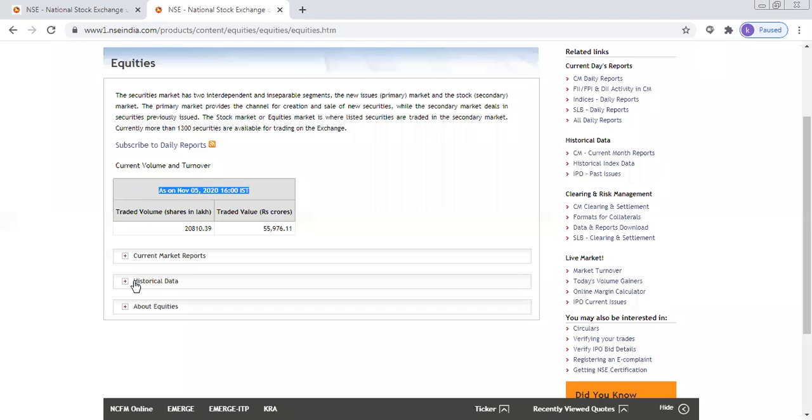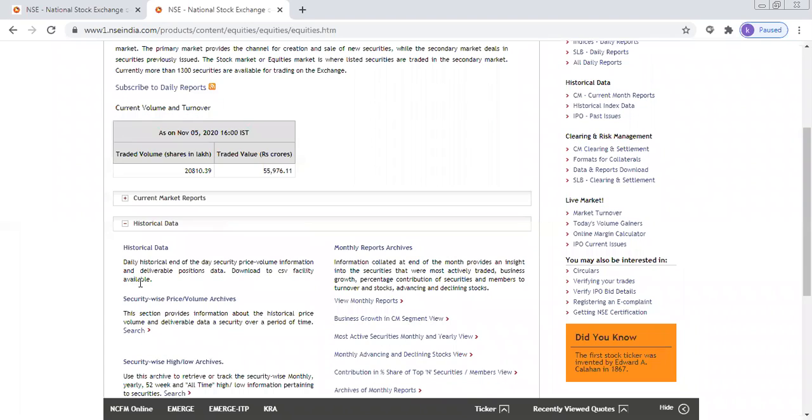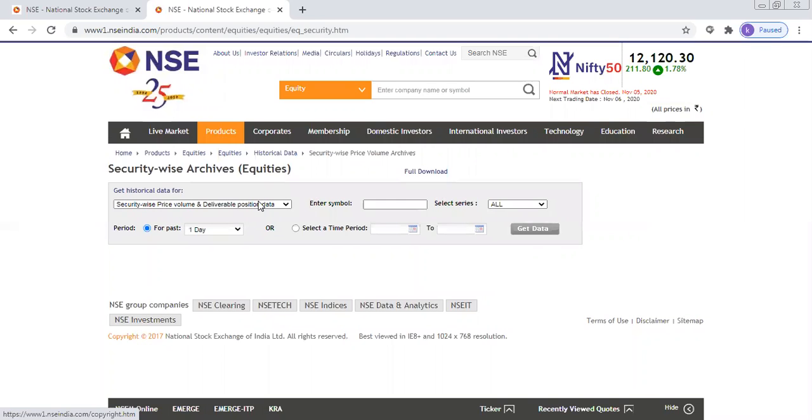Okay. Now, we are not interested in all this. Go to historical data. Once you click on historical data, click on the first search. Now, when you click on the first search, you need to know which company you are looking for. It says enter the symbol. Now, you need to know what the symbols are. If you don't know the symbols, you enter the name of the company here.